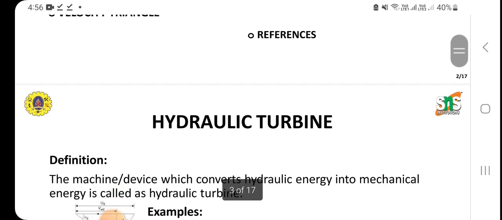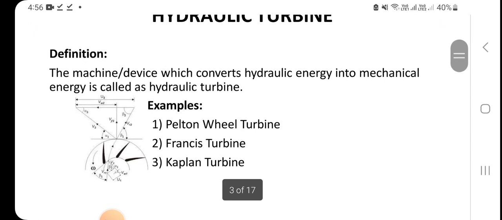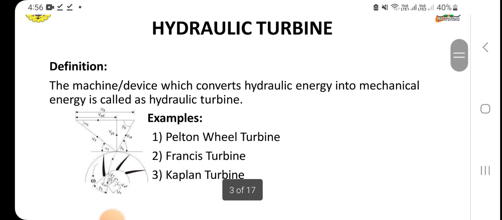Now we move on to hydraulic turbines. Hydraulic turbines are machines or devices which convert hydraulic energy into mechanical energy. They are mainly classified as Pelton wheel turbine, Francis turbine, and Kaplan turbine.